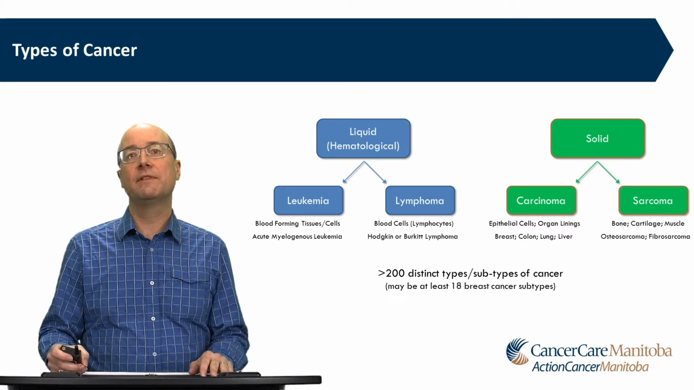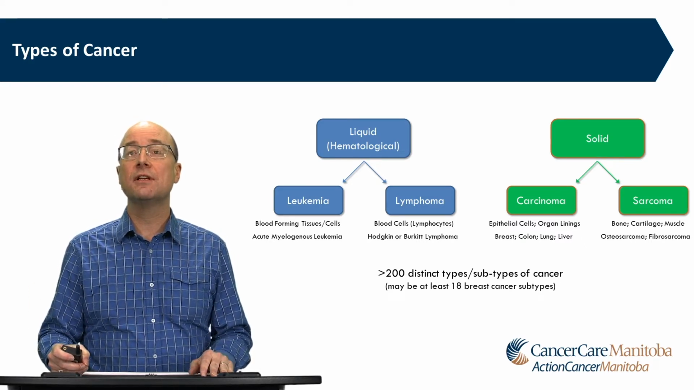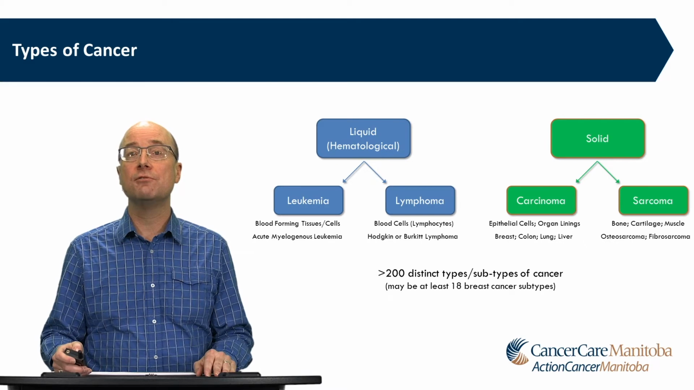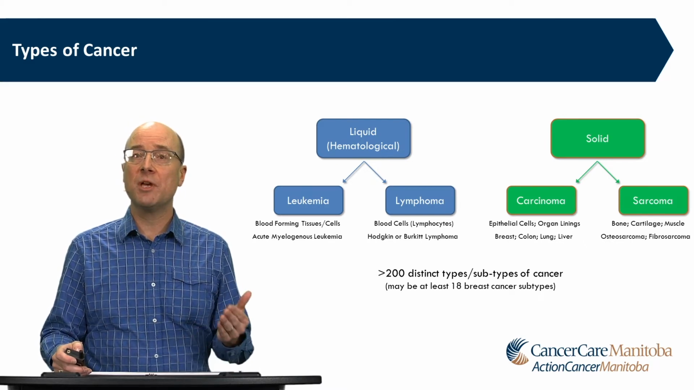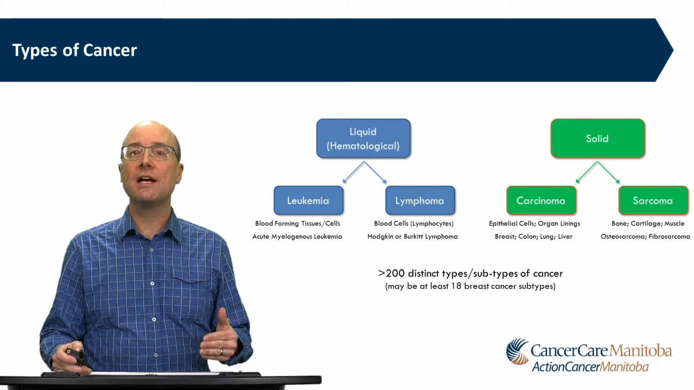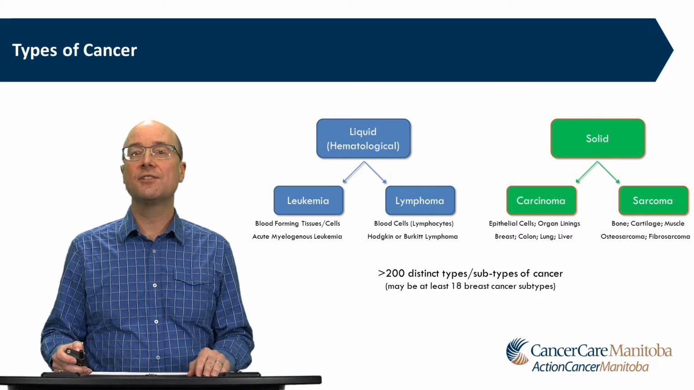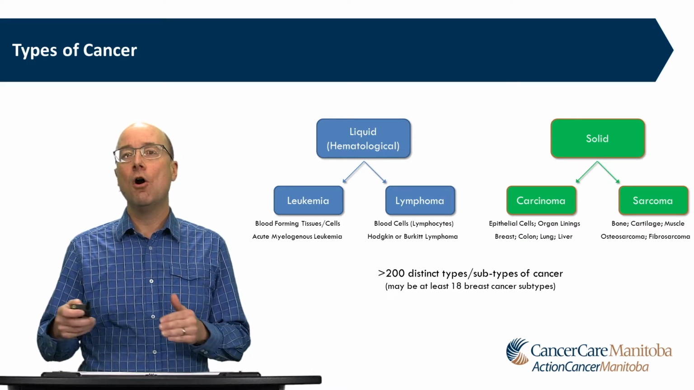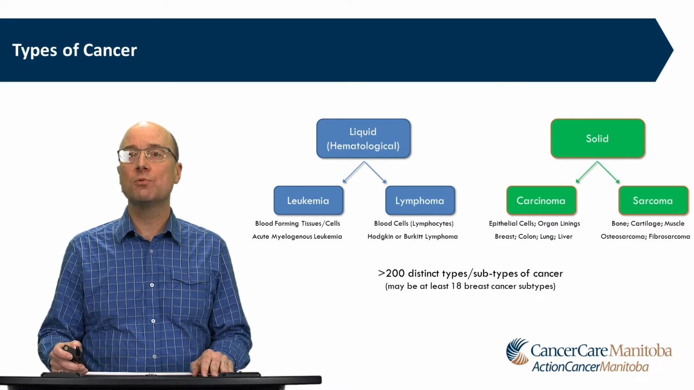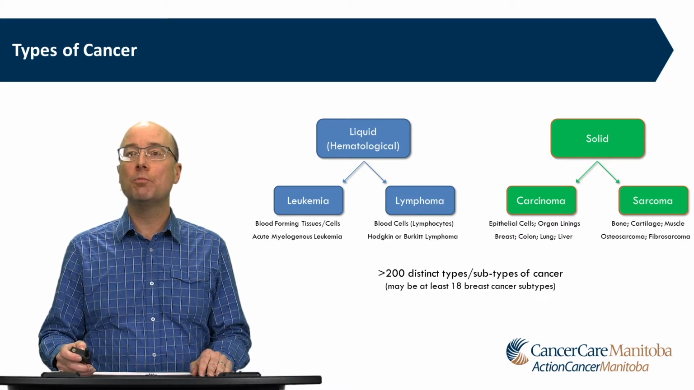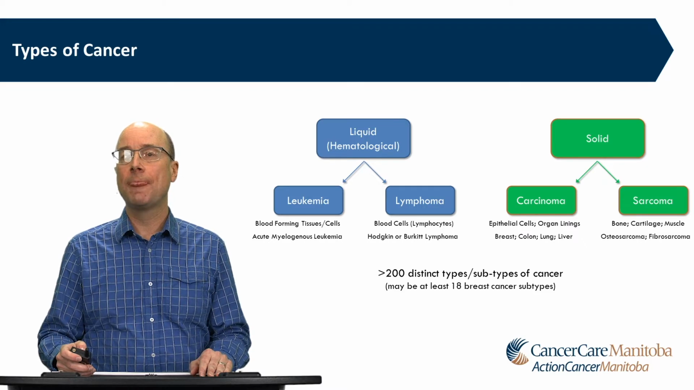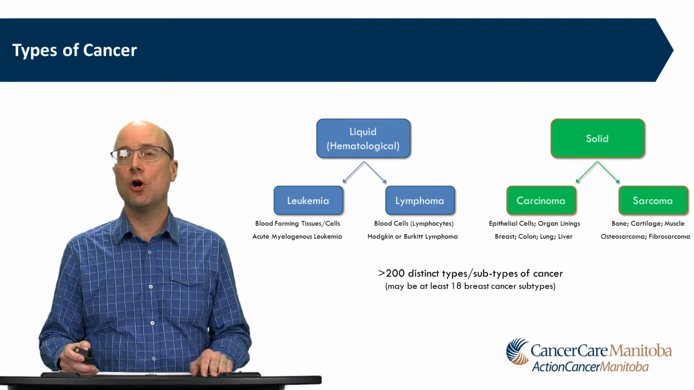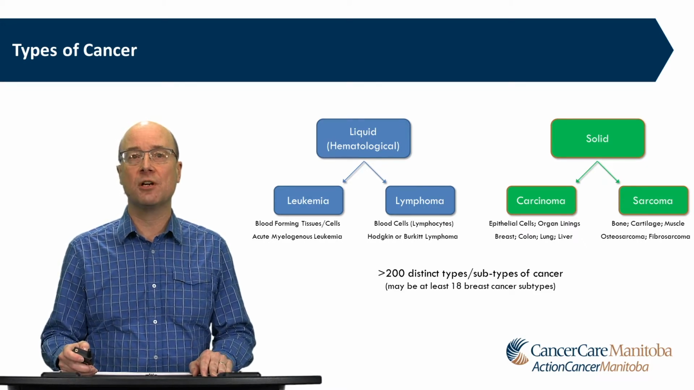Now, the other type of cancer is a solid cancer, and this again gets broken down into two types. Carcinomas, which you may be most familiar with, arise through defects in epithelial cells or linings of organs, and these can include breast, colon, lung, and liver cancers. Alternatively, we can have sarcomas, which basically are defects in the supportive tissues and can include bone, cartilage, or muscle. An example here is osteosarcoma, or bone cancer, or fibrosarcoma.